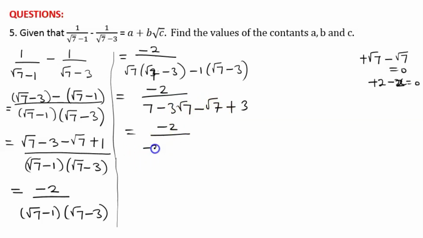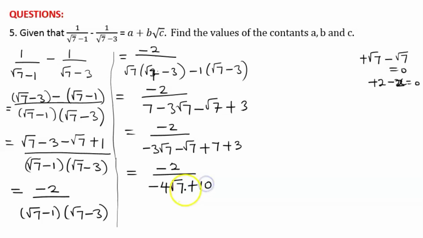So I have minus 3 root 7 minus root 7. See, their short form is the same. Then plus 7 plus 3. This is going to give me negative 2 into minus 3 root 7 minus root 7 is going to give us minus 4 root 7. Minus 4 root 7, then plus 10.